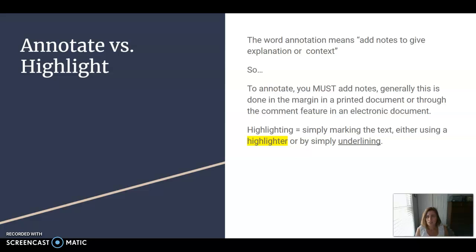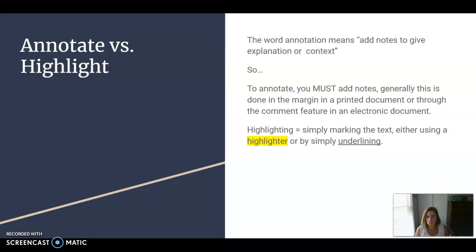Now, annotating. The word annotation means to add notes or to give explanation or context. When I ask students to annotate a piece of writing, that means I want them to add notes. I don't want them to just highlight the text. I want you to add your own words, and that will help you remember what you read and also think more critically about it.